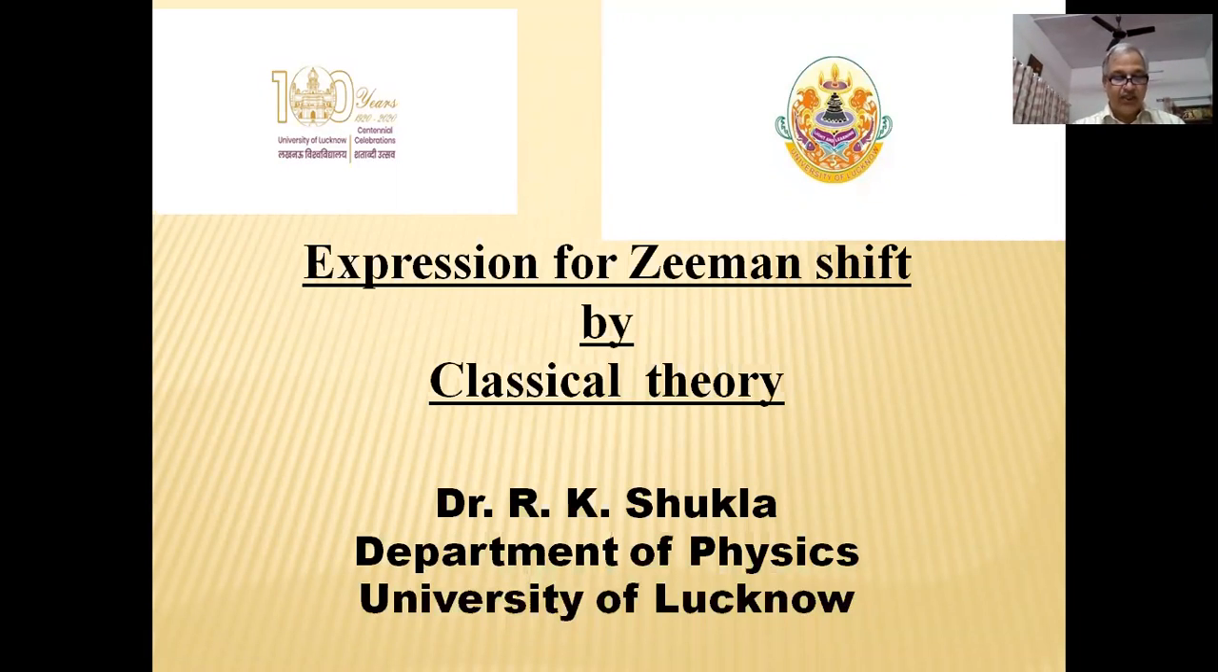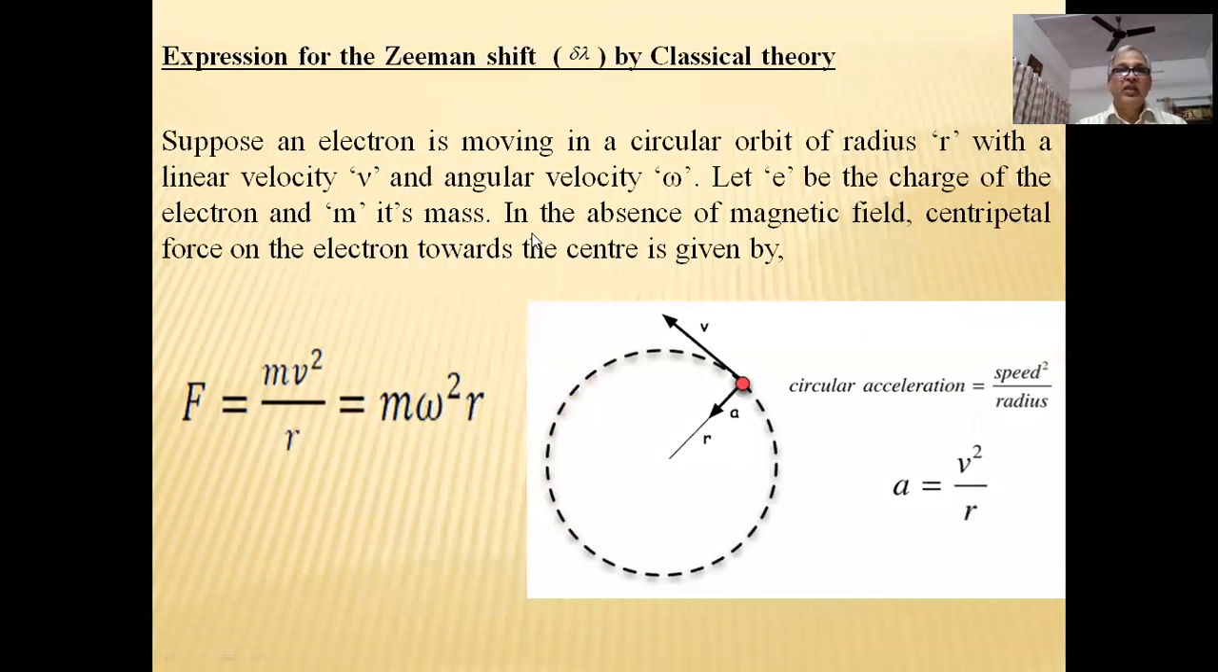I am R.K. Shukla. Here in this video, I am going to discuss the calculation of Zeeman shift. Suppose an electron is moving in a circular orbit of radius r with a linear velocity v and angular velocity omega. Let e be the charge of the electron and m its mass.